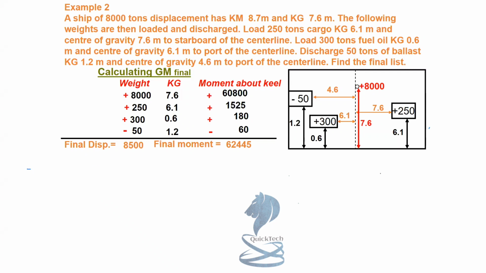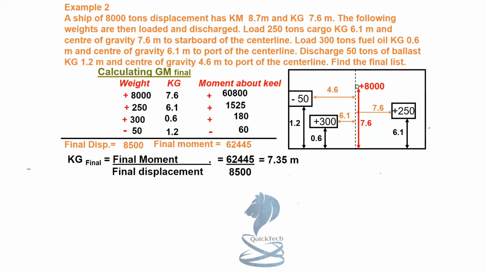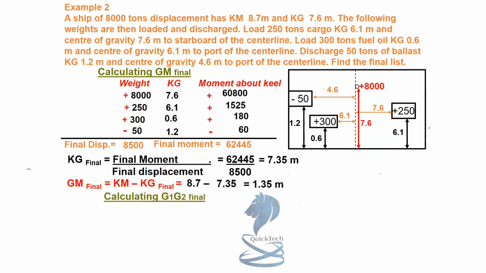Thereby KG final is equal to final moment divided by final displacement, 62445 divided by 8500, which is equal to 7.35 meters. Now GM final is equal to KM minus KG final: 8.7 minus 7.35 is equal to 1.35 meters. Now calculating change in shift of center of gravity, GG1 final.